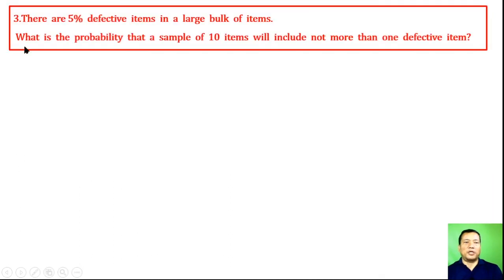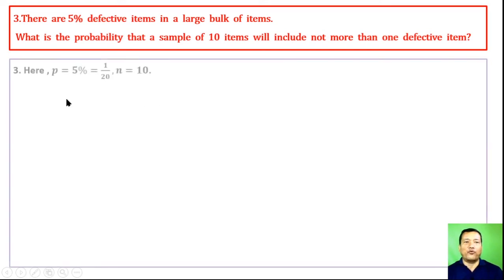For question number 3, there are 5% defective items in a large bulk of items. What is the probability that a sample of 10 items will include not more than one defective item?